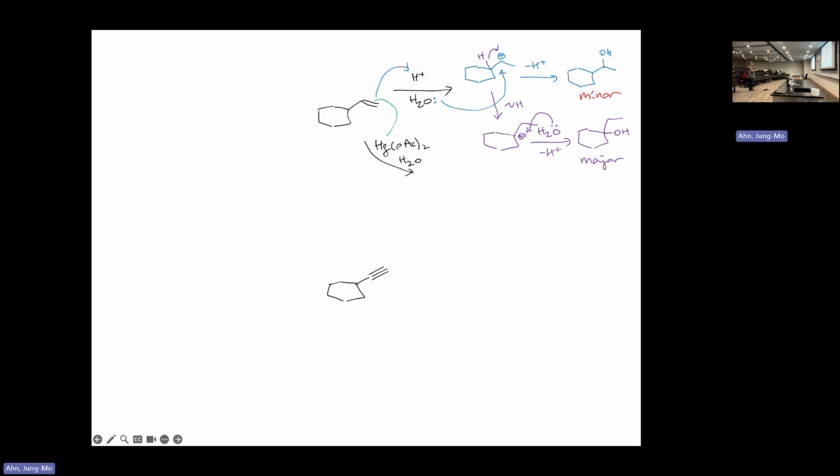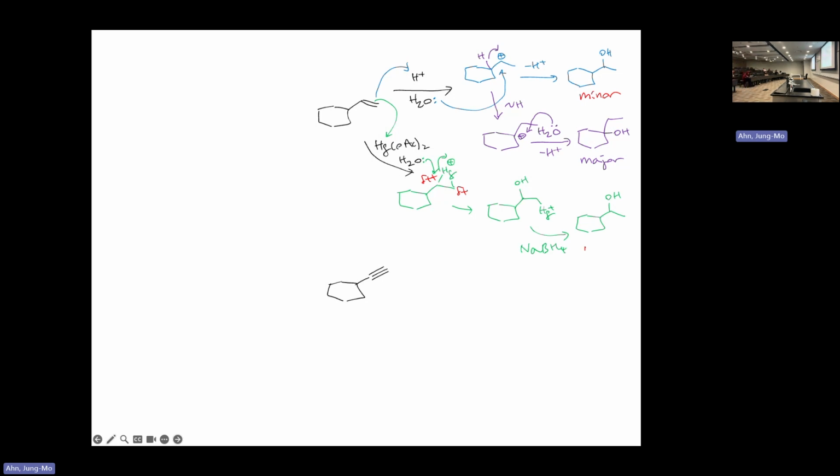Mercury acetate will make a bridged mercurinium ion. The mercury pulls electron density from the carbons it bonds to, but the more substituted side will lose more, and that's where the water molecule makes an attack. So the OH goes to the more substituted side. Because it's an alkyl mercury, unlike a vinyl mercury, it doesn't go away easily. You have to remove it by adding sodium borohydride in the second step.